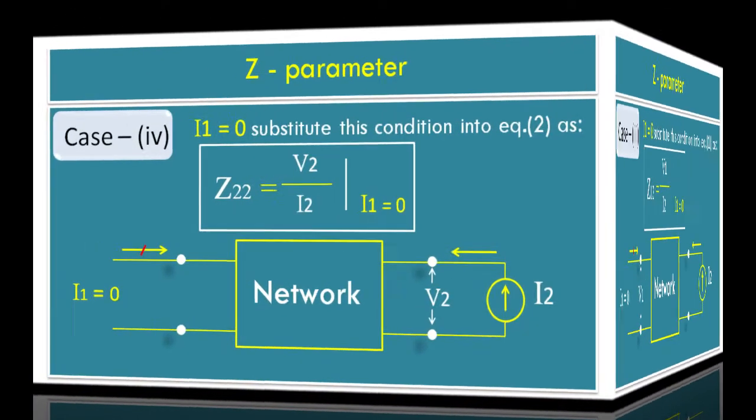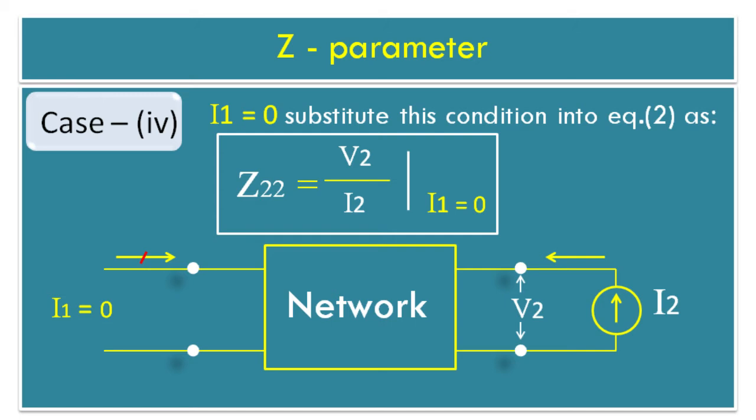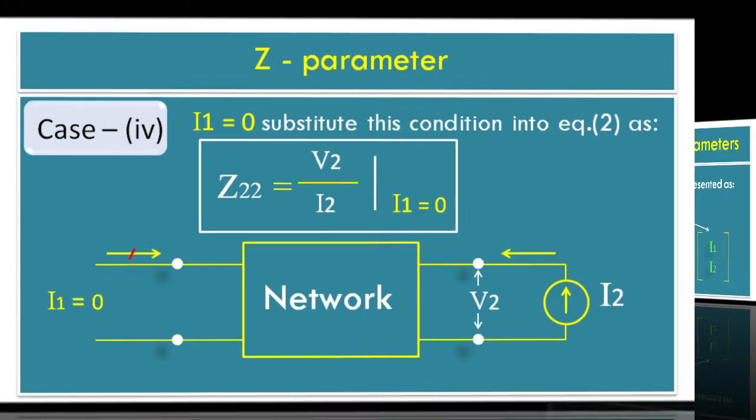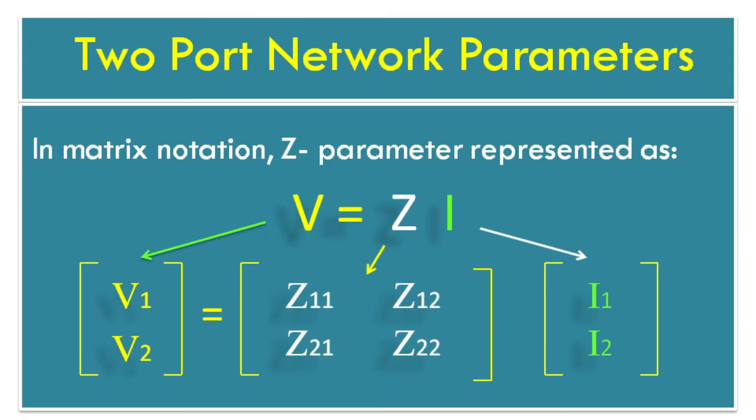Now study case 4 of open circuit impedance. Let's substitute current I1 equal to 0 into equation 2 of Z parameters. We get open circuit impedance parameter Z22 is equal to V2 upon I2, where current I1 at port 1 is 0. Refer to the two-port network diagram. Current I1 equal to 0 means we are obtaining the Z22 parameter at port 2 only, using voltage V2 and current I2.